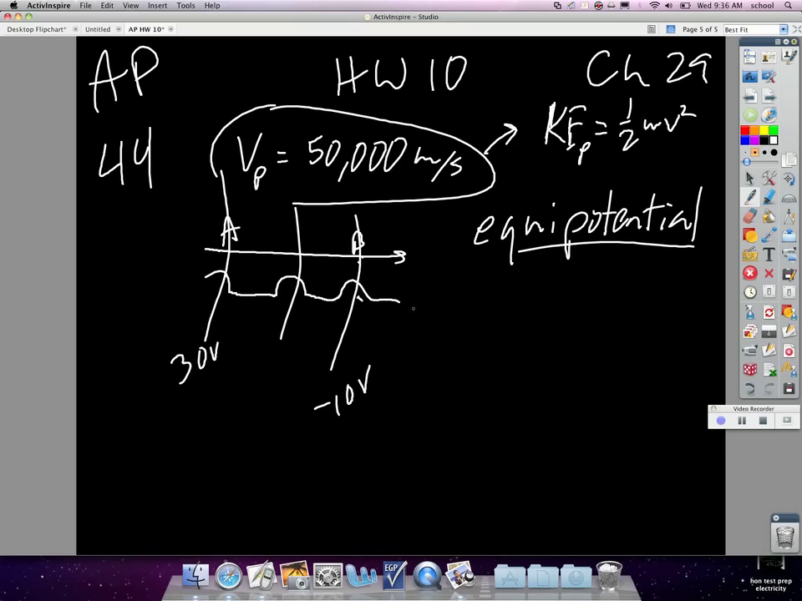A volt is a what? A what? Joule per what? Yes, joule per coulomb. Very nice. Okay, so a volt is a joule per coulomb.